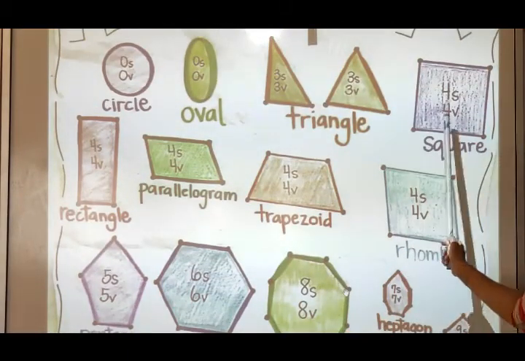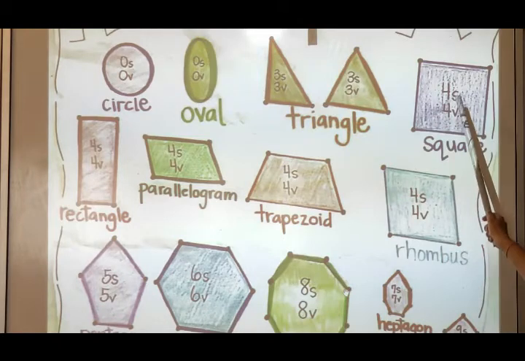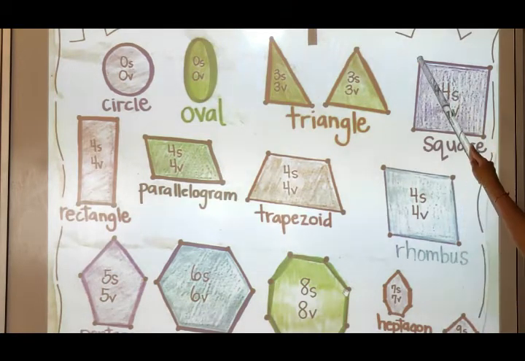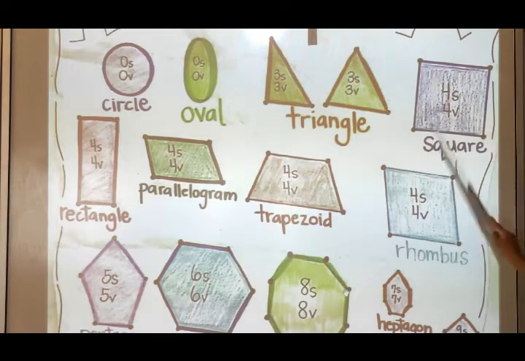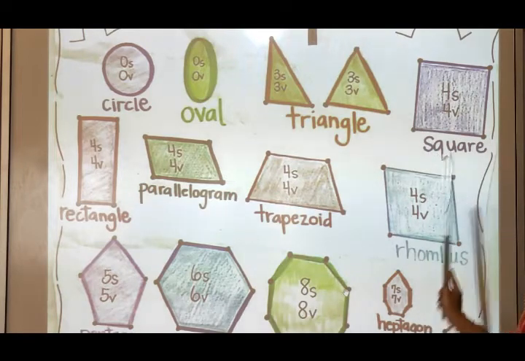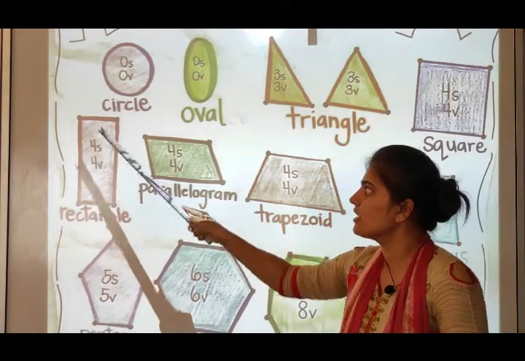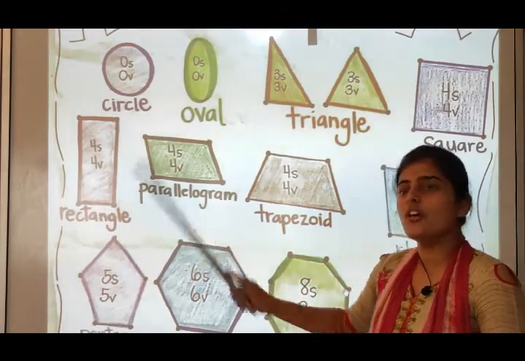Now next is a square, which means four sides and four vertices. Here S means sides and V means vertex. Vertex means the meeting point of two line segments or rays. Here you can see this is the first vertex, second, third and fourth, which means there are four vertices in a square. And here you can also see a rectangle also has four sides and four vertices.